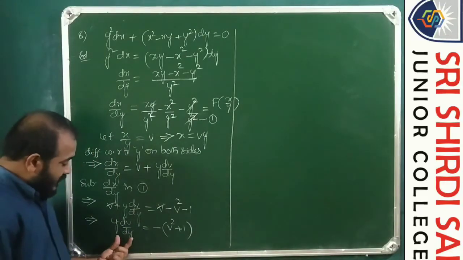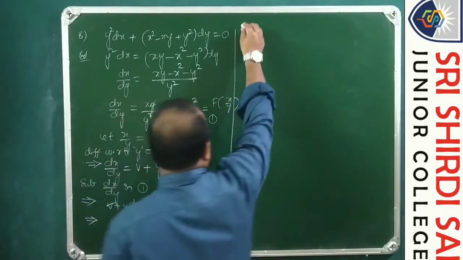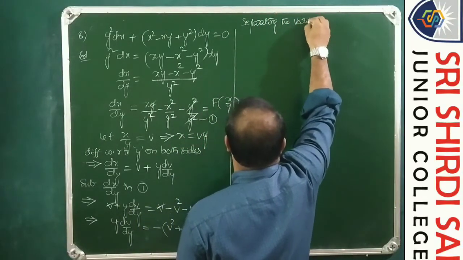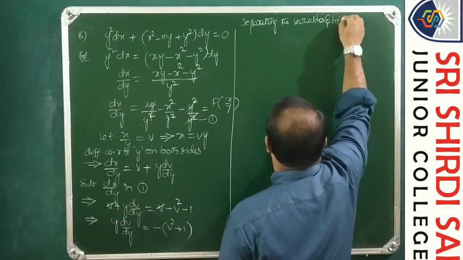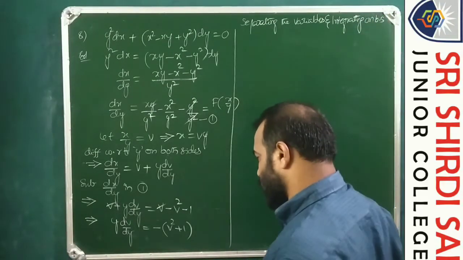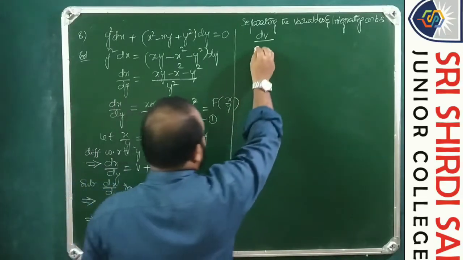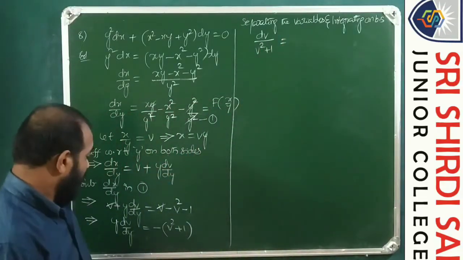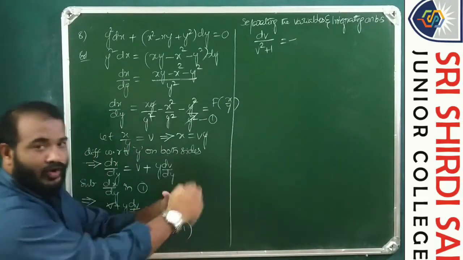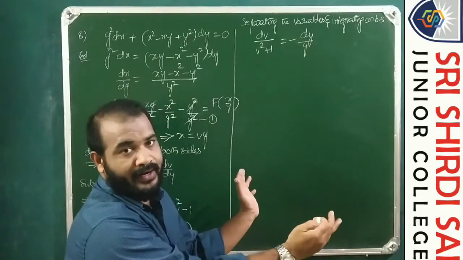Here we can see only v and y, therefore we can easily separate the variables. Separating the variables and integrating on both sides, we get dv by (v square plus 1) is equals to minus, I'll keep it on the RHS itself, minus dy by y, on transposition. So therefore here the variables have been separated on both the sides.